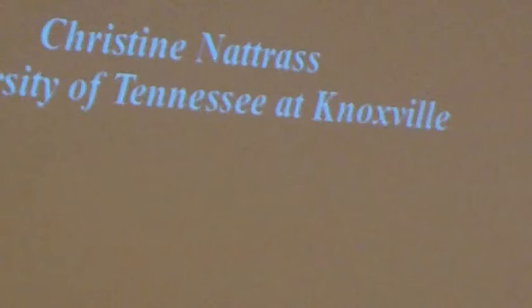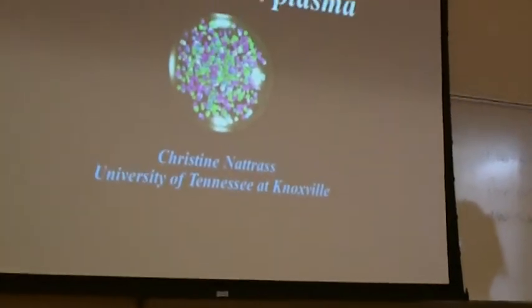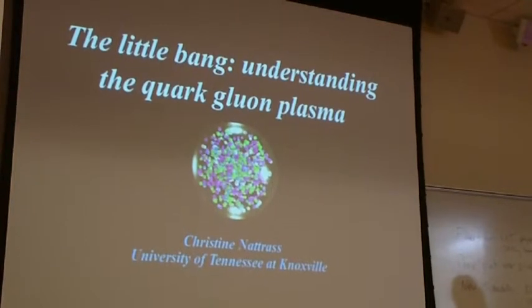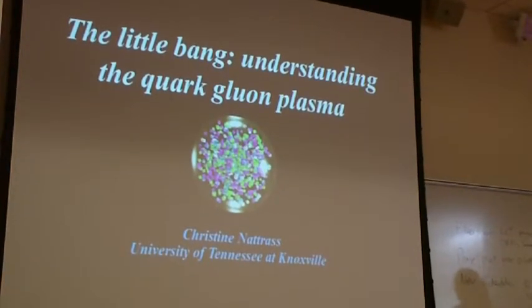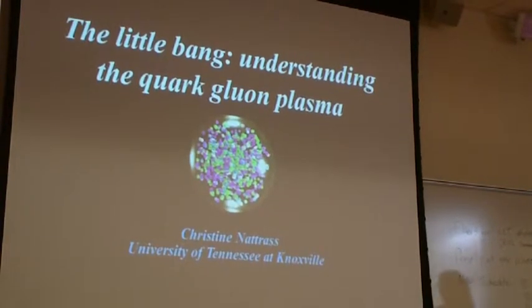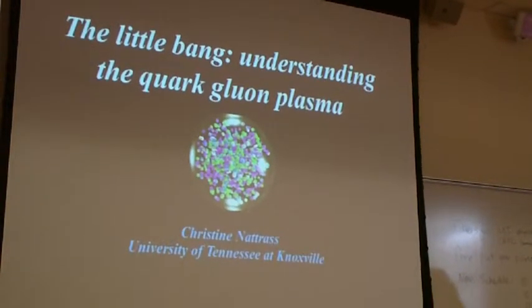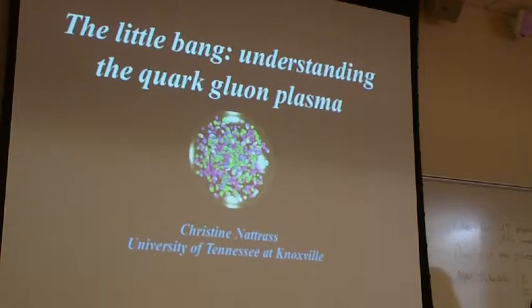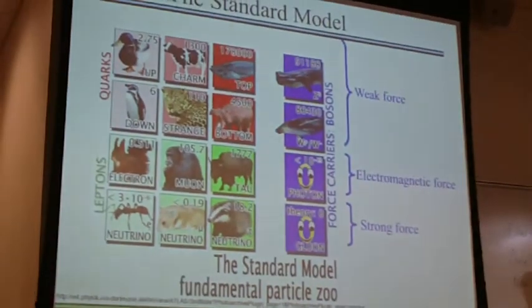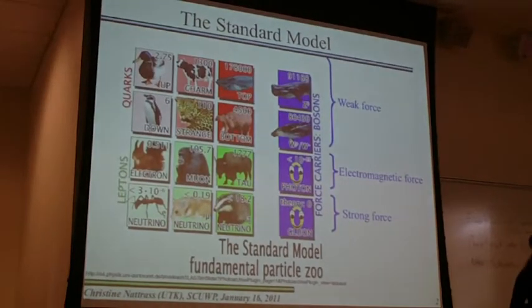So what we do, we sometimes call it the Little Bang because it's a bit like the Big Bang. We're trying to study things that existed shortly after the formation of the universe, except that we do this in the laboratory, so it's a lot smaller. And we're creating something called a quark-gluon plasma. So I'm going to start by explaining what a quark is.